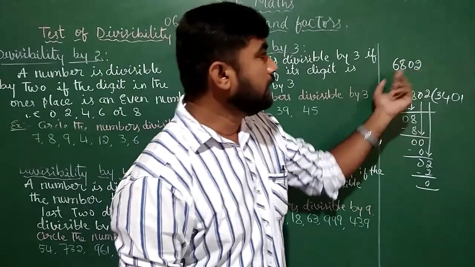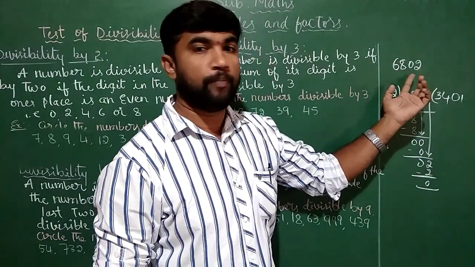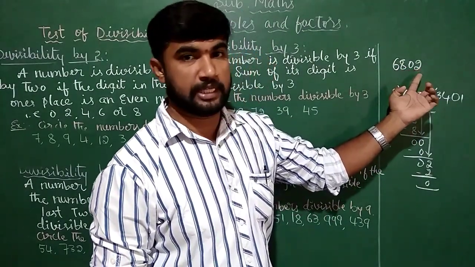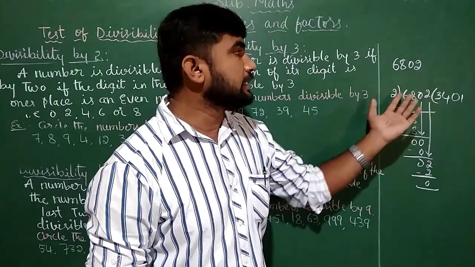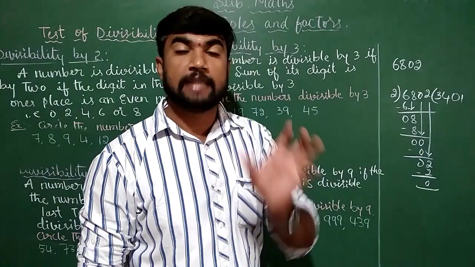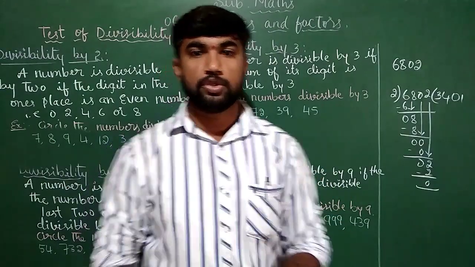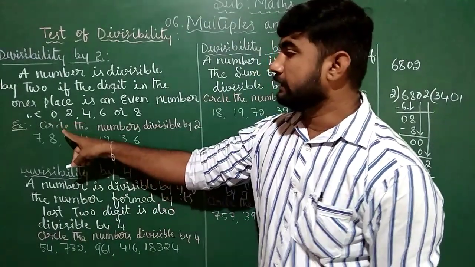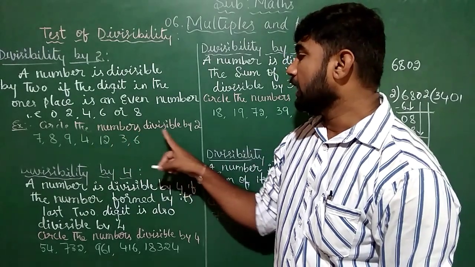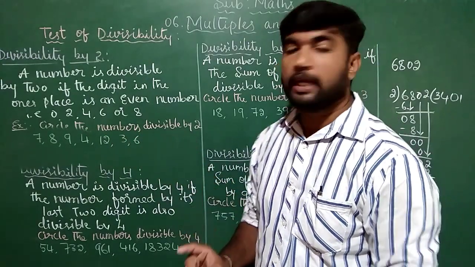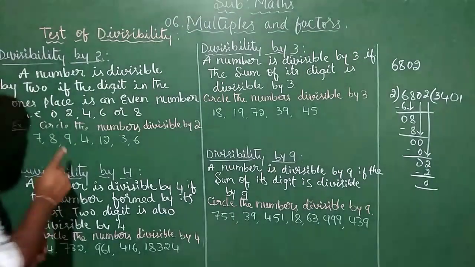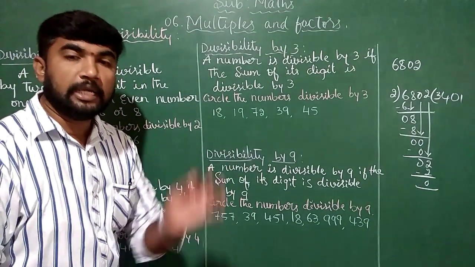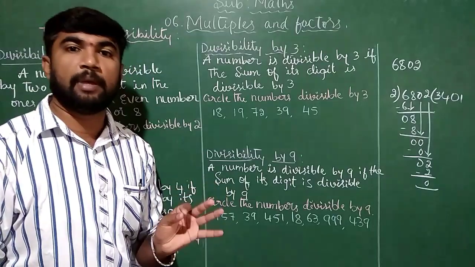Example, here only the 6802. In the ones place, the 2 is present. So the 2 is an even number, and also the 6802 is exactly divisible by 2. So like that, I will give one example here. Circle the numbers divisible by 2. So here we need to check the ones place. In the ones place, if there is an even number, that number is exactly divisible by 2.